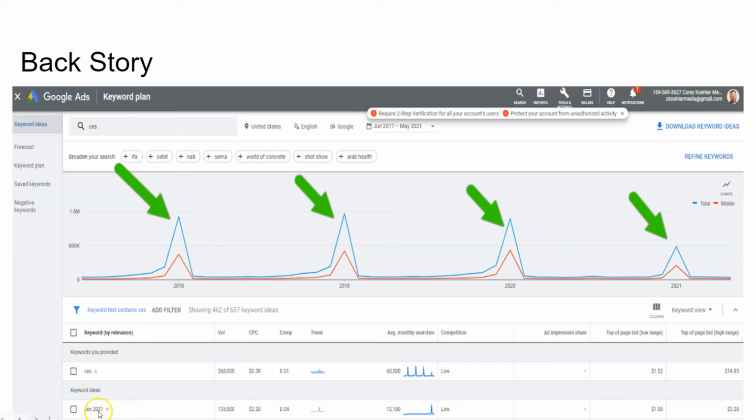CES 2021 is another term. You can see a lot of volume, and there's low competition. So that's already a good sign. But the other thing I noticed here is these little spikes in traffic. Leading up to the show, there's a lot of people looking for information about the show. And I was thinking, maybe we could put some ads in front of these people. Sure, not everybody attending the show is going to be an ideal customer or client, but there's going to be a nice percentage that are. So why not put an ad in front of them?